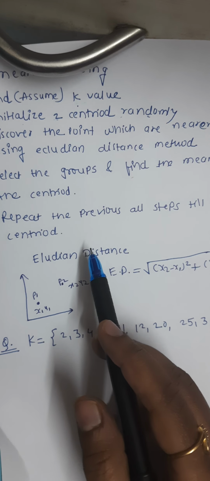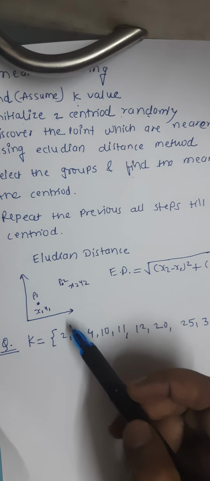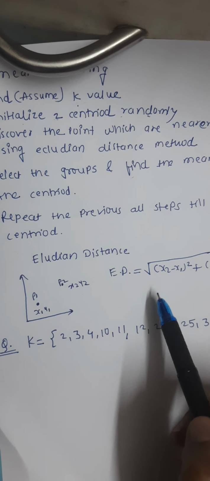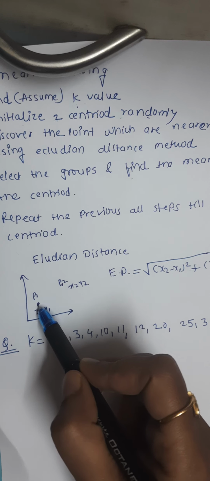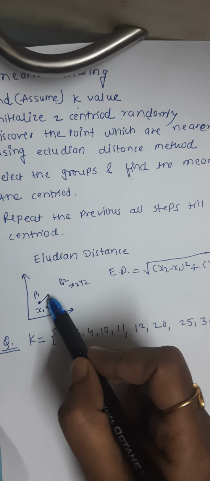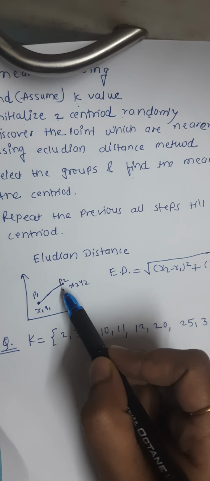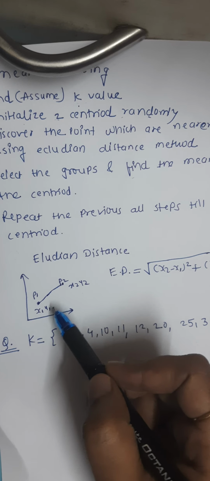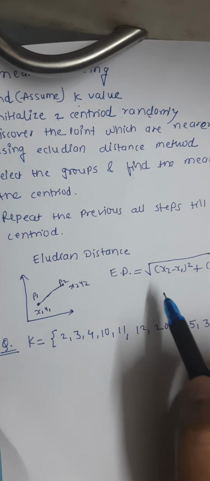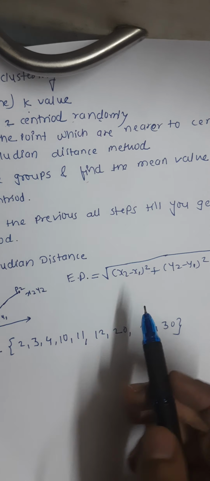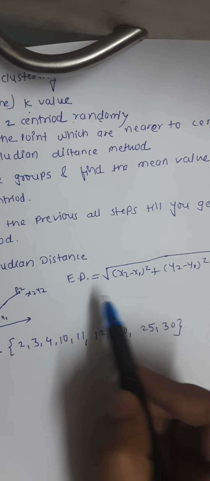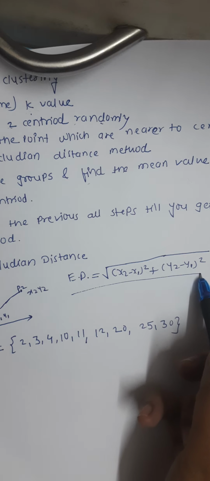So these are the steps for solving the k-means algorithm, and this is the formula for Euclidean distance. Here is your first point p1 which contains the point x1, y1, and here is your second point p2, which contains x2, y2. So the Euclidean distance formula is the square root of (x2 minus x1) whole square plus (y2 minus y1) whole square. This is the formula for finding Euclidean distance.